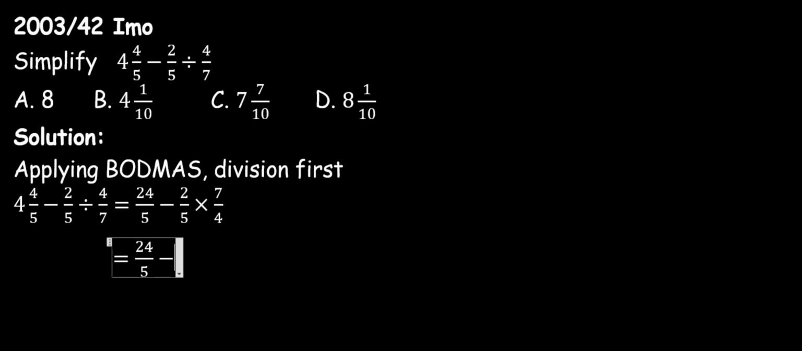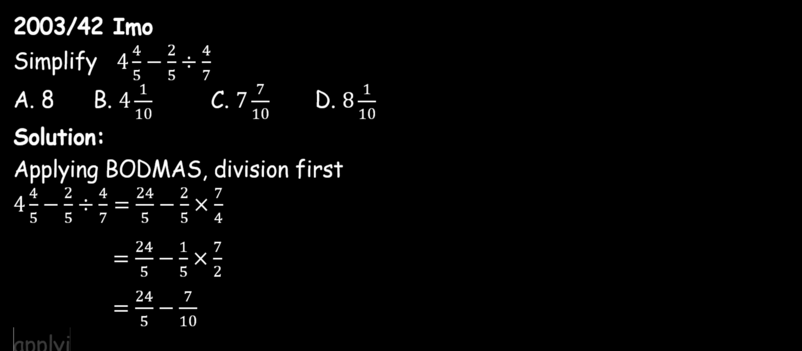So we have our result will be equals to 24 over 5 minus 1 over 5 times 7 over 2. 4 divided by 4 is 1, 2 divided by 4 is 2. That is what happened there. And our result, since we have reduced to the lowest term, we can now multiply out those two terms. It will now be equals to 24 over 5 minus 7 over 10.